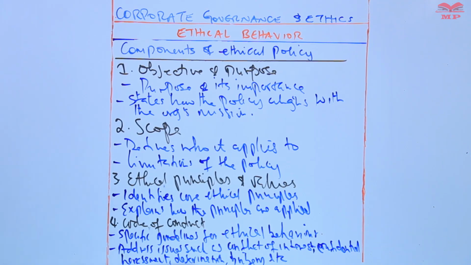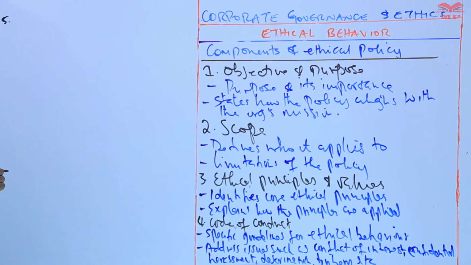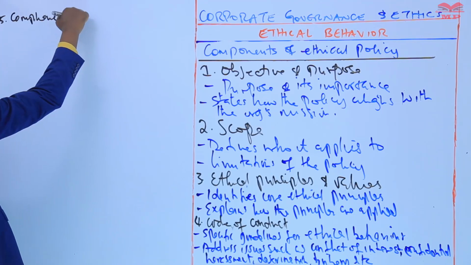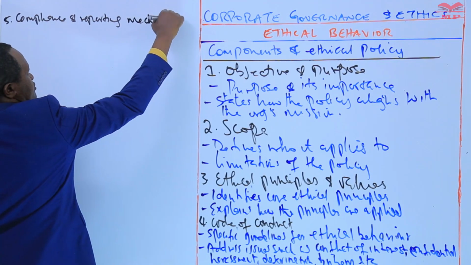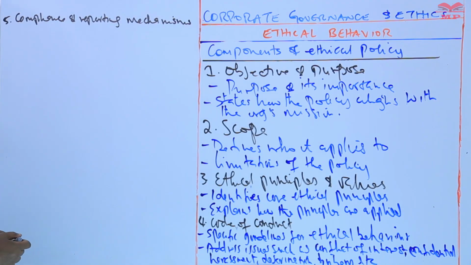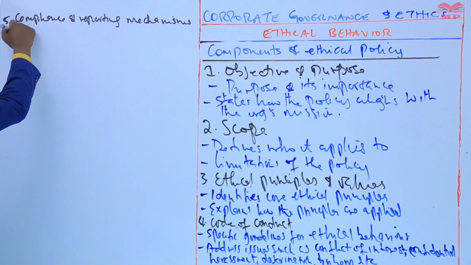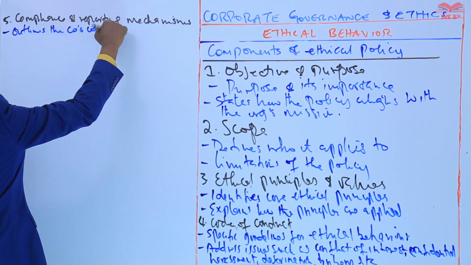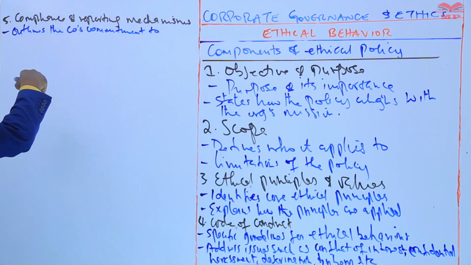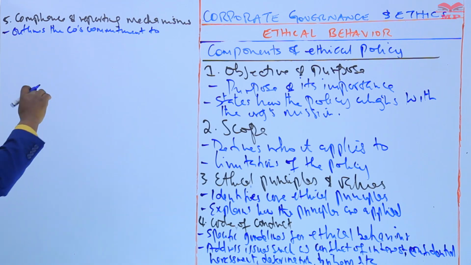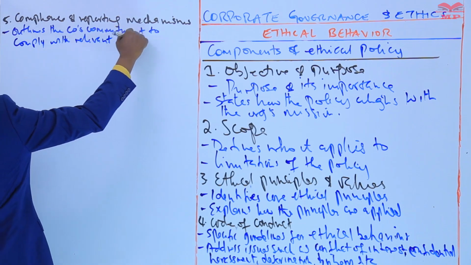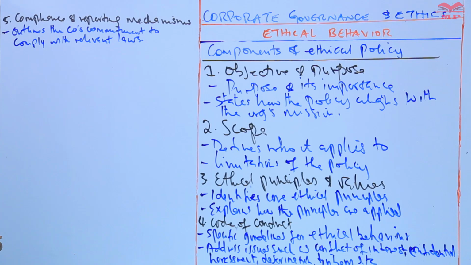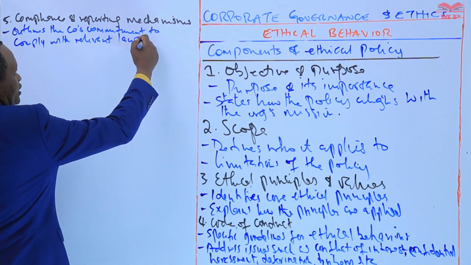That is number 4. Five is compliance and reporting mechanisms. An ethical policy will have a section on compliance and reporting mechanisms, which outlines the organization's commitment to comply with relevant laws, regulations, and procedures.